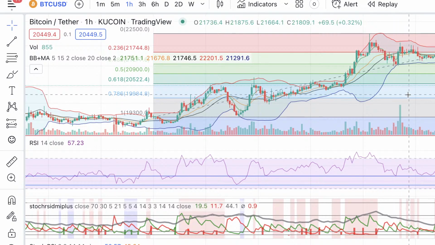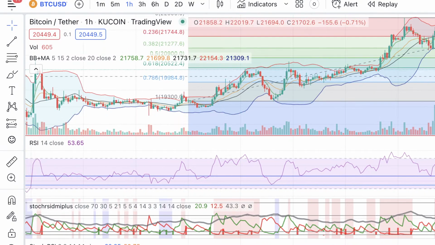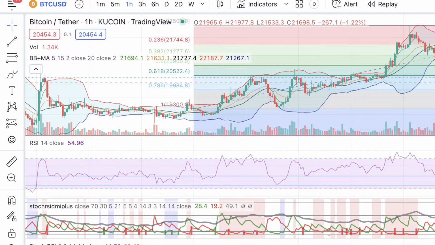However, this bloody bear market just overcame it. Didn't even bother the little upswing. Just kept it moving right down.